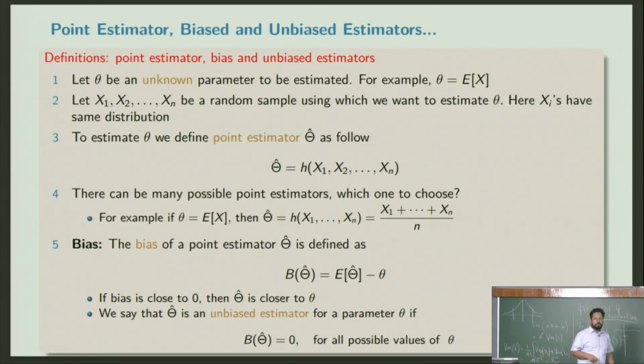Now when we define an estimate, we have a concept of bias, how much bias my estimator has. If I am defining the sample mean, then what is the bias in my approximation? The bias is defined like this. The bias of the estimator theta hat is the expectation of theta hat minus the actual theta. If the bias is close to 0, then theta hat is closer to theta, obviously. In that case, our estimator is doing a pretty good job. It has 0 bias. And we say that theta hat is an unbiased estimator for parameter theta if the bias is equal to 0.